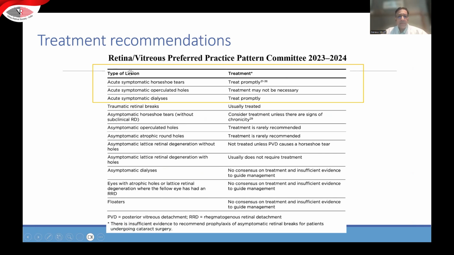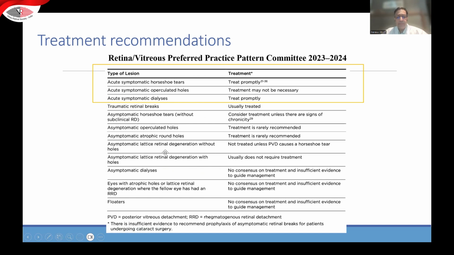This is the current practice from the American Academy of Ophthalmology, which says if there's an acute symptomatic horseshoe tear, this is the number one thing, or acute symptomatic dialysis, these you must immediately treat. There's no doubt. There's absolute consensus on this. If there's an acute symptomatic hole, then treatment may not be necessary, but can be considered. If they're traumatic retina breaks, we usually treat them. But if you see this whole list about asymptomatic horseshoe tears, asymptomatic holes, asymptomatic atrophic holes, or asymptomatic, most important, lattice degeneration, with or without holes, usually these do not warrant treatment.